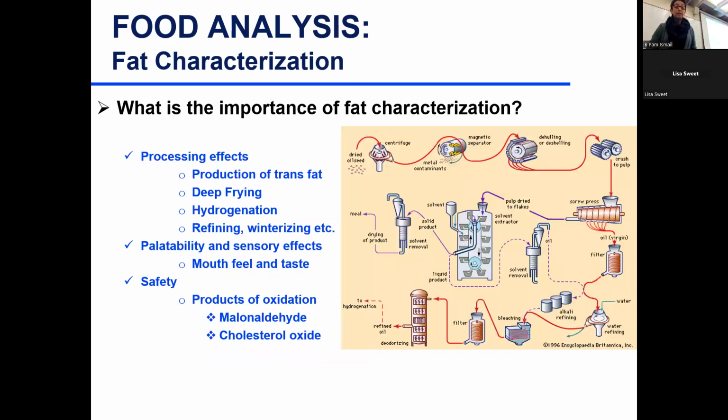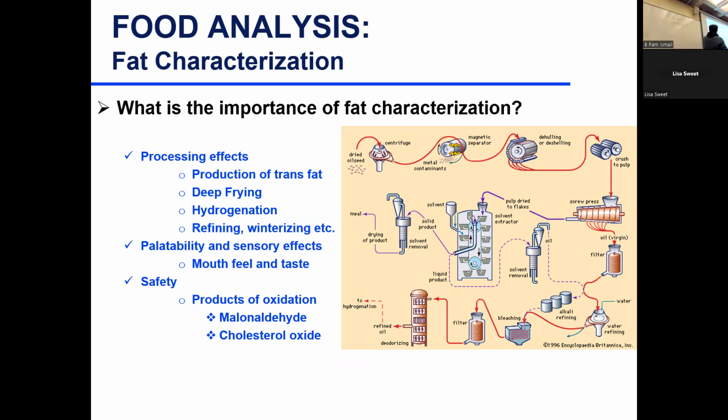Okay, so processing effects. We talked about deep frying. We didn't talk about hydrogenation. So margarine is what? A hydrogenated vegetable oil, right? So you get the vegetable oil, and how do you make it solid at room temperature? Hydrogenation. Basically hydrogenation attacks the double bond and breaks it, and then you will have saturation with hydrogen. So the more saturated the fat or oil is, the more it's going to be solid at room temperature.